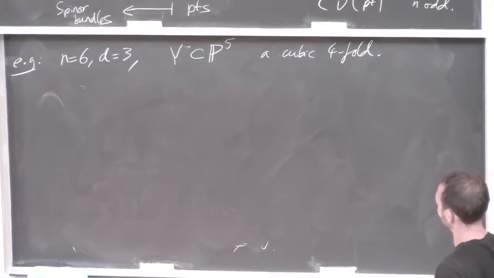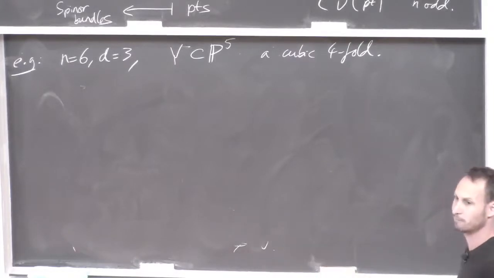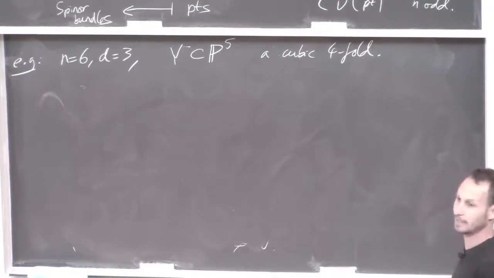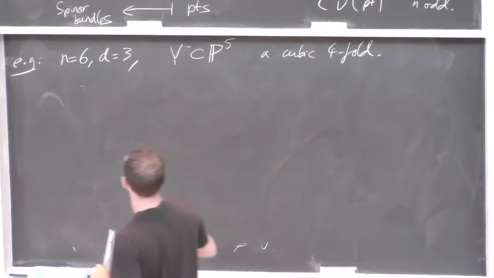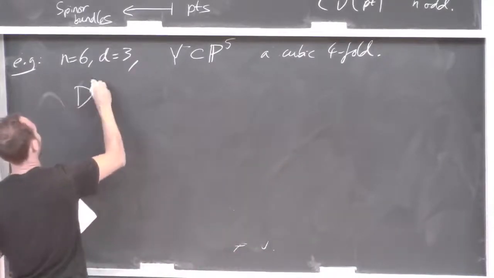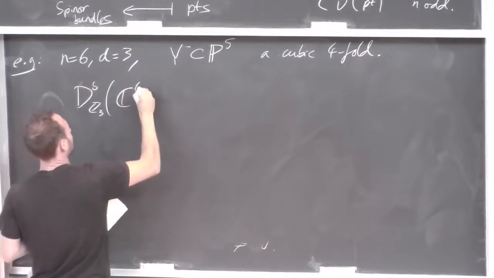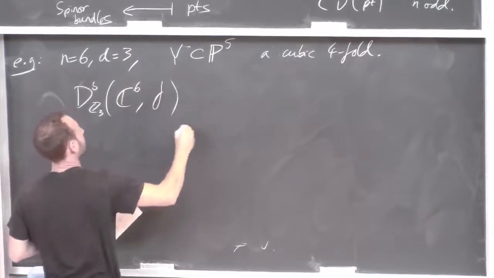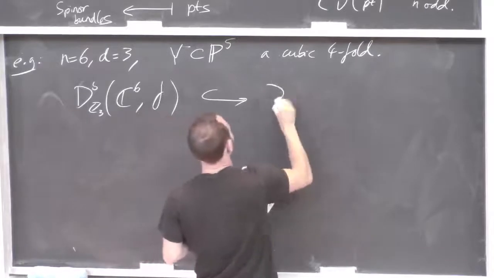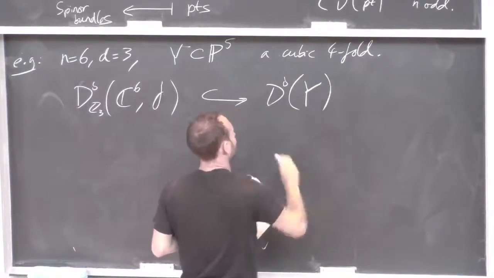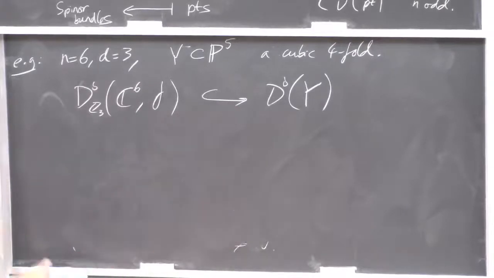Again, this is low degree, right? It's only a cubic, but it's sitting inside P5. So we should look for an interesting subcategory inside it. So matrix factorizations taken Z3 equivariantly on C6 of the cubic sit inside the derived category of your cubic, and they constitute the interesting bit of its derived category. The remainder is just exceptional objects.